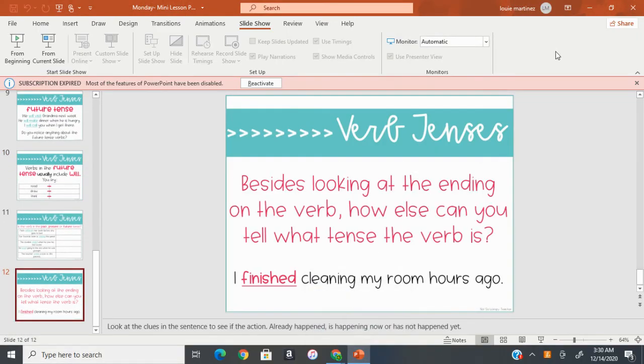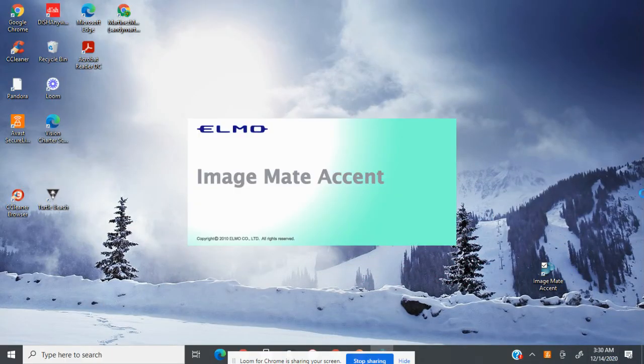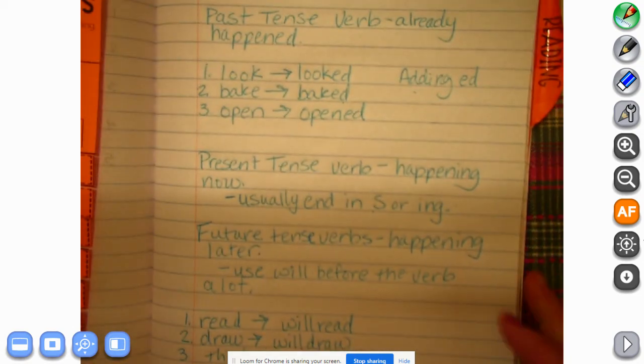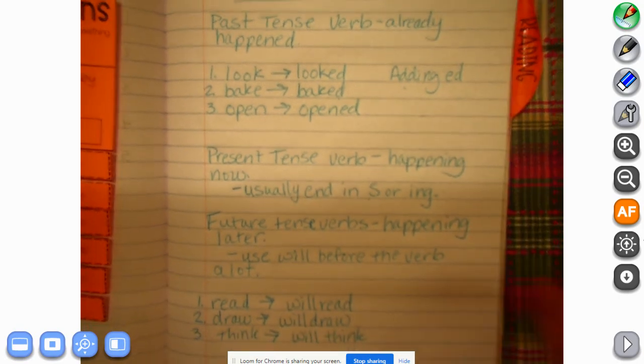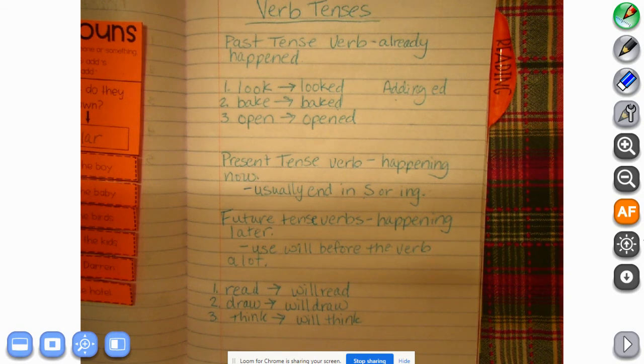Okay, let's go back. I forgot where I was going for a second there. Let's go back to the camera and make sure we have everything on verb tenses written down in our book. So I'm going to back it up as much as I can, and hopefully you can see it all. Okay? Go ahead and push pause so you can get it all written down.